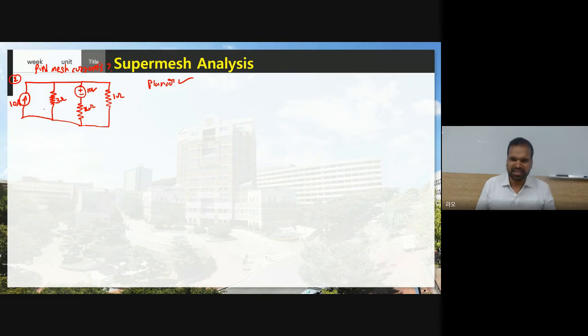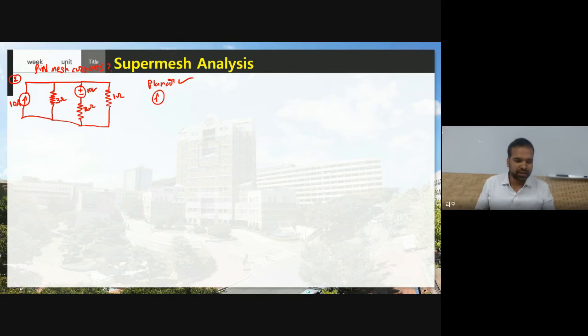Can we apply mesh analysis? We cannot, because we have a current source. You can apply mesh analysis, but it is very difficult to find the unknown parameter. So the alternative method is supermesh. Okay.